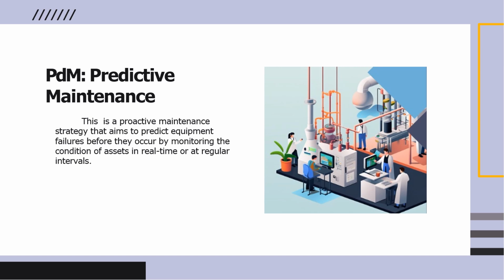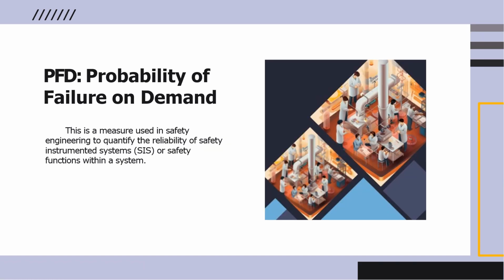PdM is predictive maintenance. This is a proactive maintenance strategy that aims to predict equipment failures before they occur by monitoring the condition of assets in real time or at regular intervals. PFD, probability of failure on demand. This is a measure used in safety engineering to quantify the reliability of safety instrumented systems, SIS, or safety functions within a system.